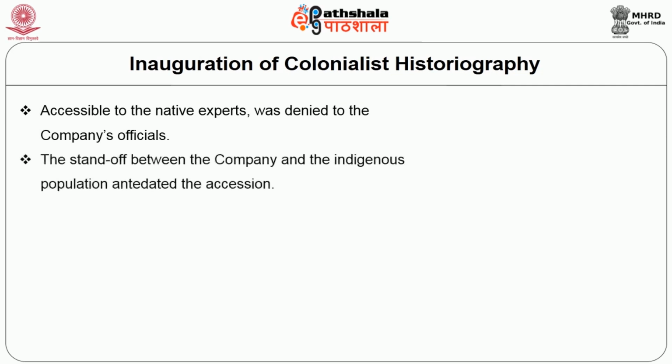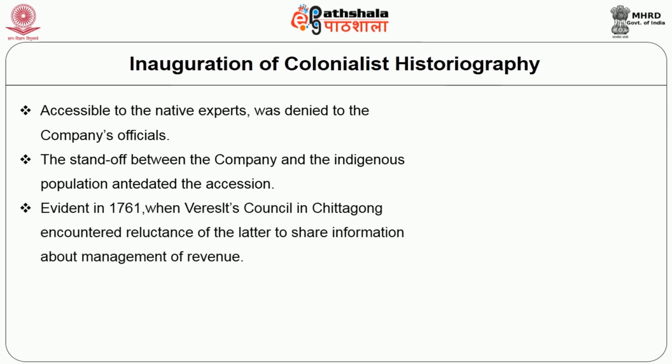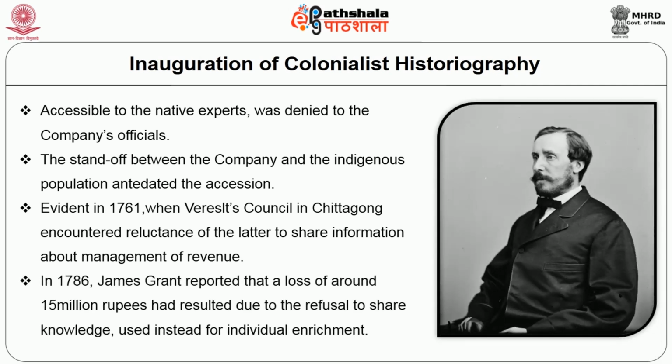The standoff between the company and the indigenous population antedated the accession, as evident in 1761, when Verelst's council in Chittagong encountered reluctance of the latter to share information about management of revenue. In 1786, James Grant reported that a loss of around 15 million rupees had resulted due to the refusal to share knowledge, used instead for individual enrichment.